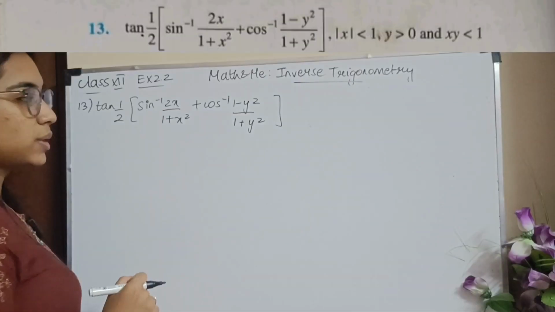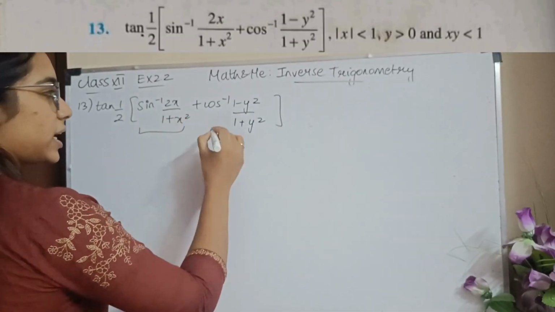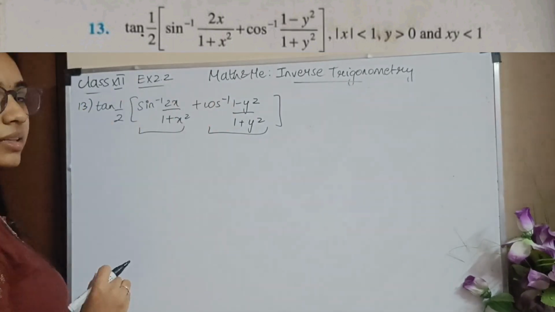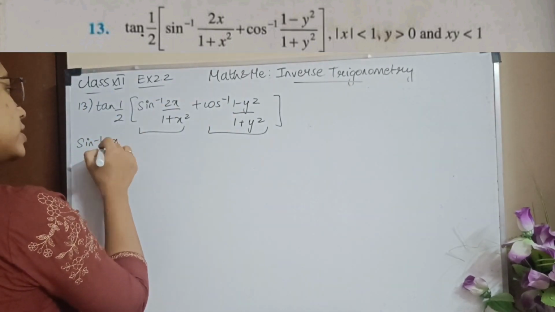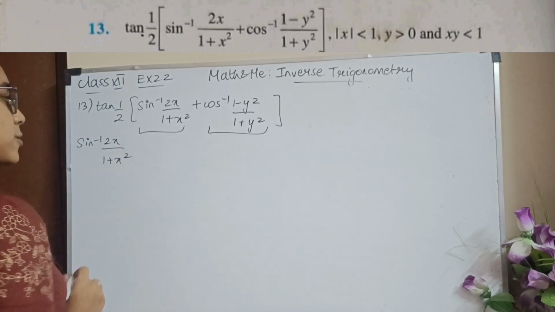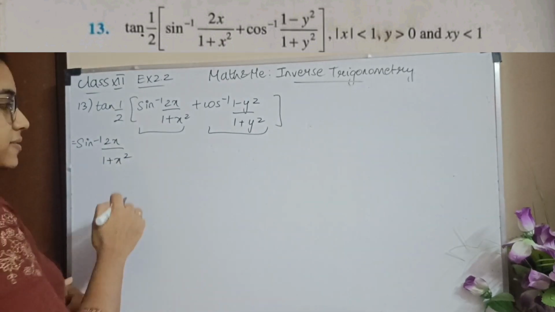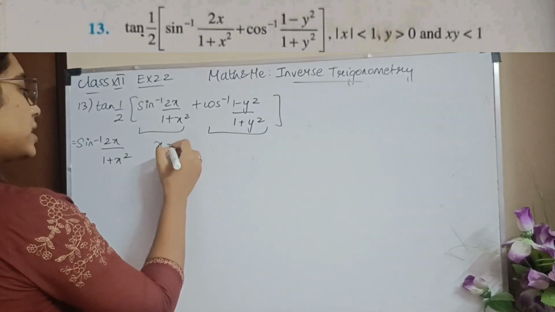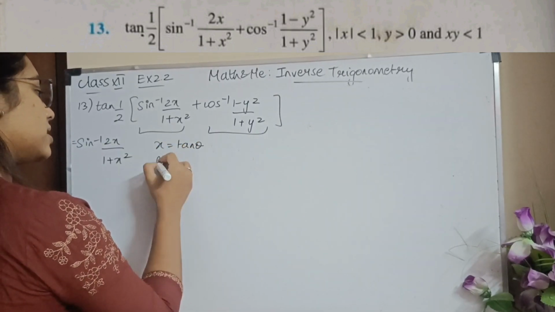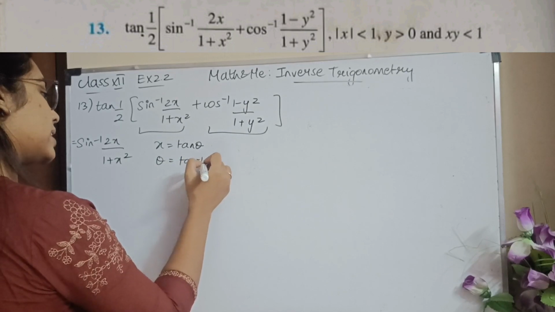So this is my 13th question. I'm going to do this part separately and that part separately, then add them. So first, let's take this term. What do I have? Sin inverse of 2x divided by 1 plus x square. What do you see here? This is very similar to the form of sin 2 theta. Correct? So I'm going to take x to be tan theta, so your theta value will be tan inverse of x.